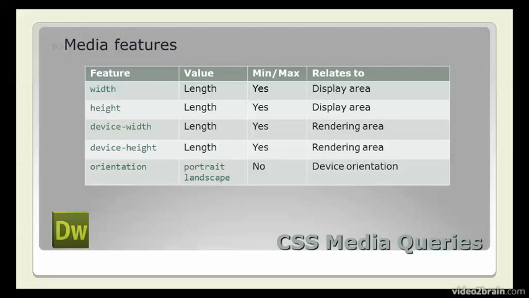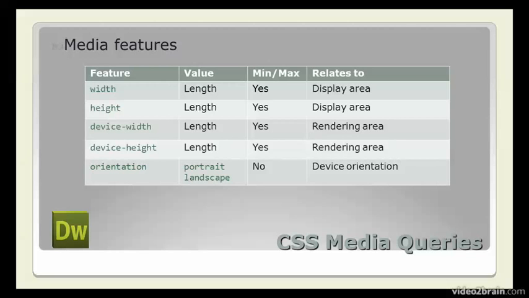You can prefix most media features with min or max to indicate minimum or maximum values. For example, in addition to width, you can specify min width or max width to specify the minimum and maximum width. As you can see from this table, in addition to width and height, media features include device width and device height. In the case of desktop or laptop computers, the difference is clear. Width and height refer to the dimensions of the browser viewport, whereas device width and device height are the overall size of the screen. With mobile devices, the distinction is not so clear-cut.